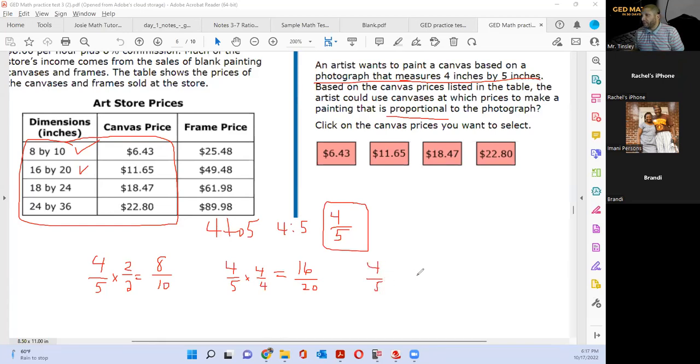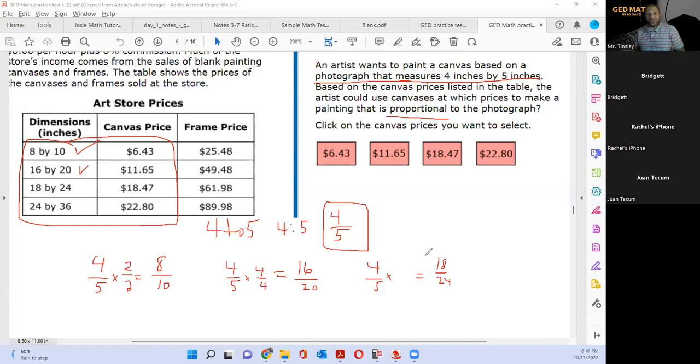4 by 5, is that equal to 18 by 24? Is there any number that we can multiply 4 by to get 18? No. There is no number. Now, you could cross multiply to also get this, but we won't use equivalent fractions. There is no number that I can multiply 4 by to get 18. So we can't use equivalent fractions.